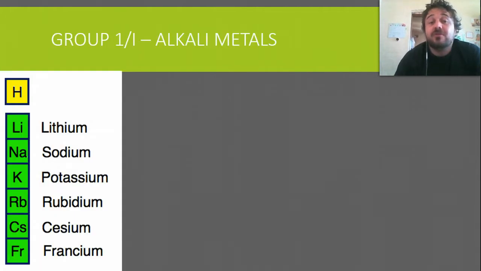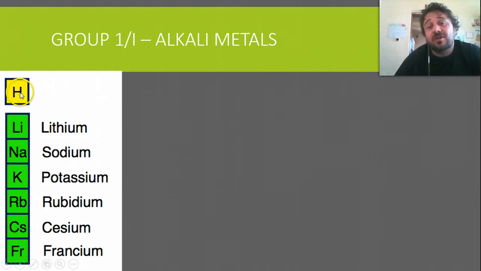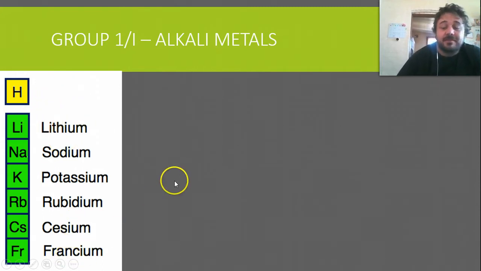Alright, so group 1, or I, the alkali metals. Now, of course, it ignores hydrogen here, which is not a metal. It's over there, it's chilling, but that's just because it's got the positive valency, and it's only got the one electron in the one outer shell. That's why it's chilling there, but it's not a metal. So we're looking at lithium down to francium.